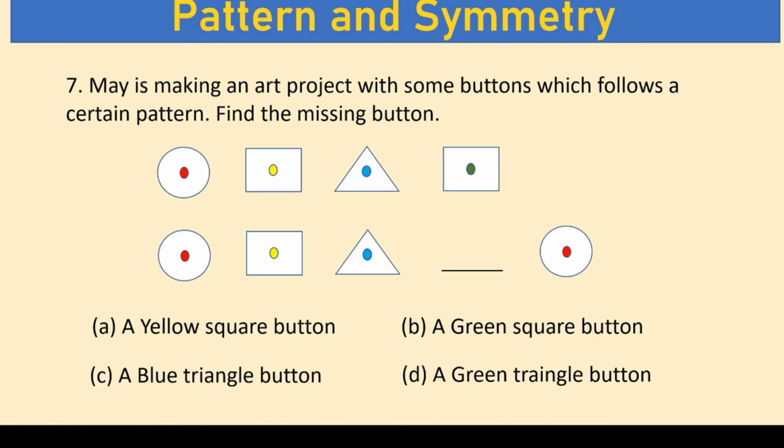Next question. May is making an art project with some buttons which follows a certain pattern. Find the missing button. Here is a pattern which is red, yellow, blue, green. Again, red, yellow, blue, and hence what will be the next in the pattern? It will be green inside of a square. So which is a green square button? Which is option B. That is the right answer.